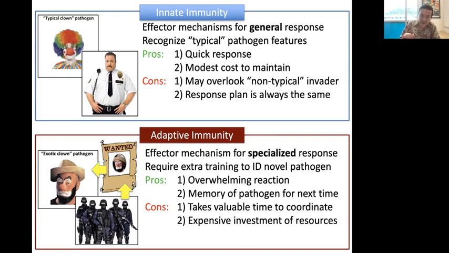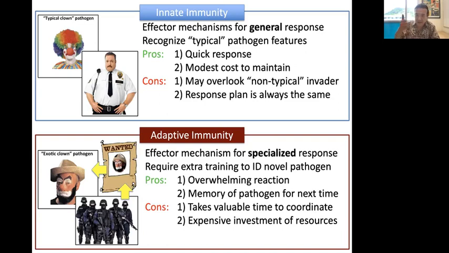The cons of this is that it takes valuable time to coordinate this. During that time, you are getting sick and you are on your path to dying. If your adaptive system succeeds and wakes up, then it saves you. But it was quite costly during that time when you started getting really sick and ill. And the other con of this, as you can imagine, is that it's very expensive. It takes a lot of your body's resources to do something like this.